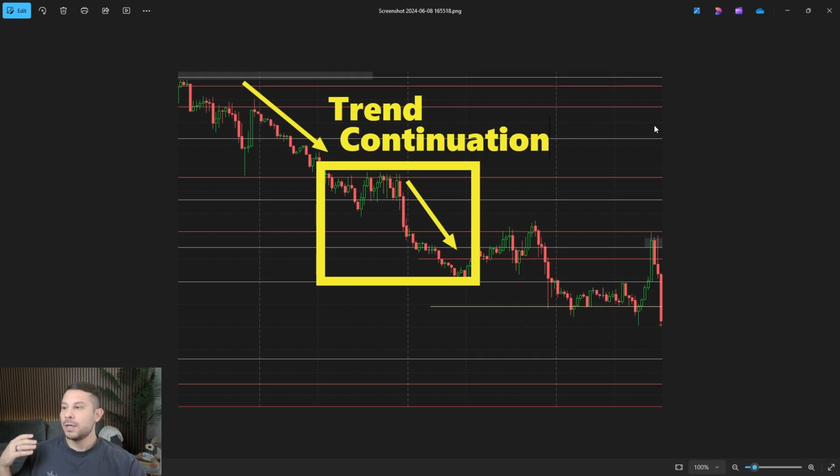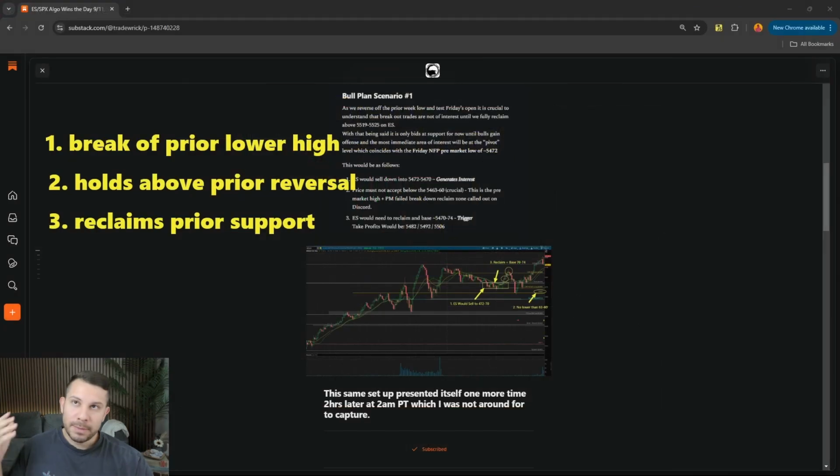And then there's that part of the equation where you have those two concepts. The third one sometimes is provided there, and I always like to wait for the third one in trend continuation moves because they can be super tricky. So let's jump into the plan here and discuss what those three things are. So once again, recapping prior: break of a lower high in this example, holds above prior reversal, in other words, the reversal from 5412, and then reclaim prior support.